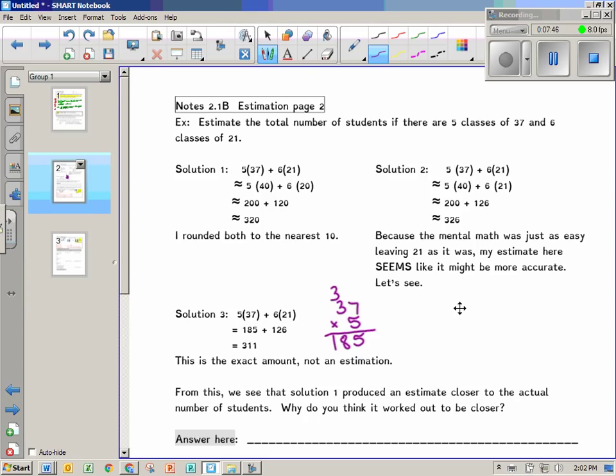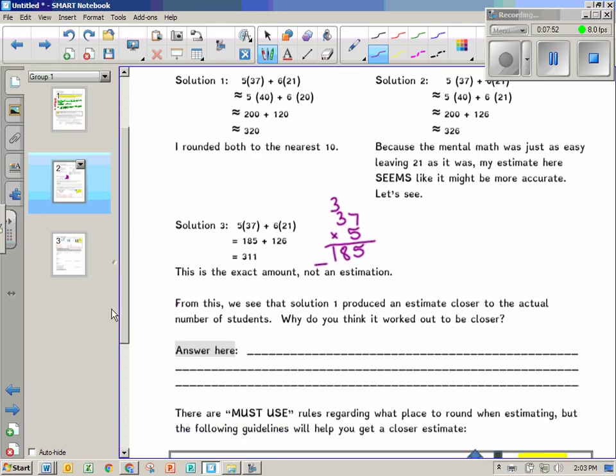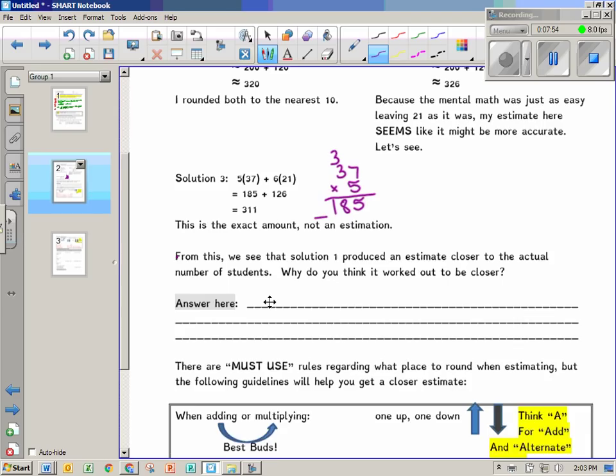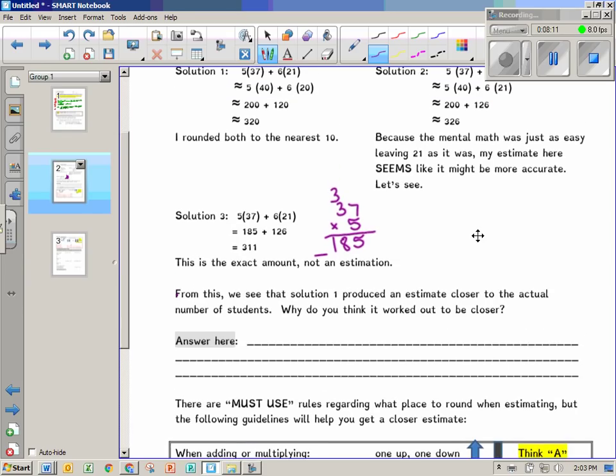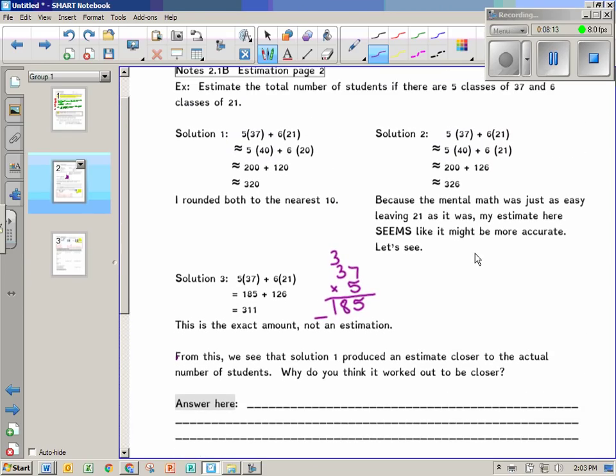When I scroll down a little bit here, we can see that solution number 1, this 320, is actually closer to 311 than the 326. Why do you think this one worked out to be closer? Let's scroll back and take a look. Think about that for a minute. Pause the video and then come back.